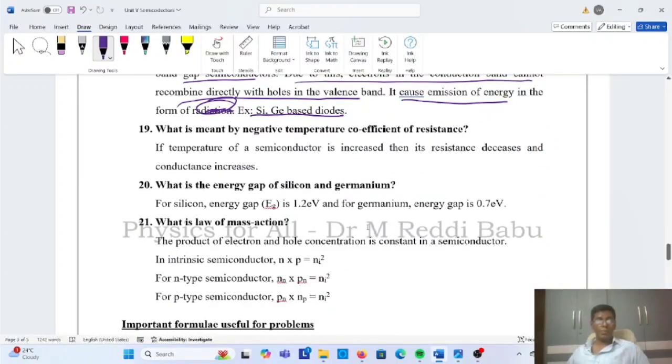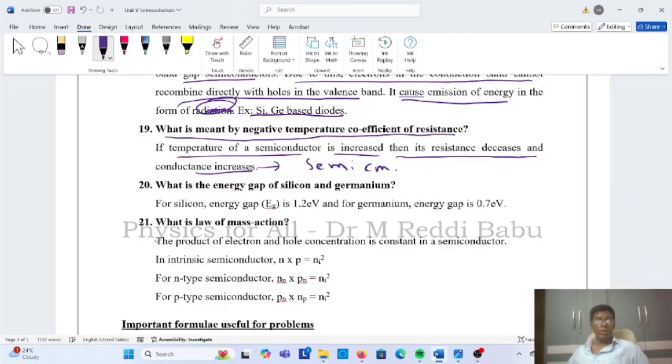Now coming to the last question. What is the negative temperature coefficient of resistance? If the temperature of a semiconductor is increased, then its resistance is going to decrease. If resistance decreases, conductance increases. This property is called negative temperature coefficient of resistance. Generally, this property is observed in semiconductors only. This is important for the short answer.